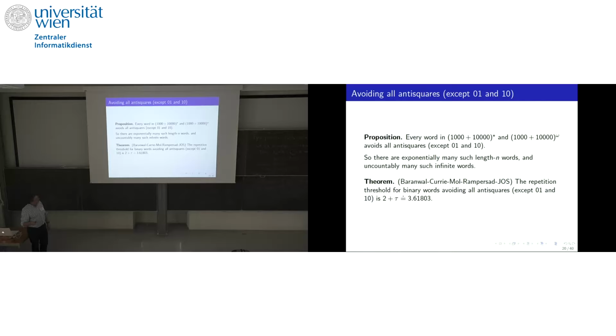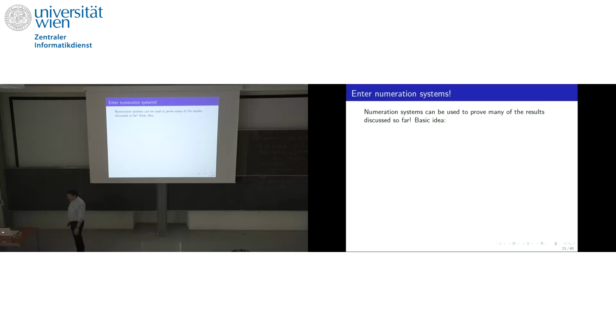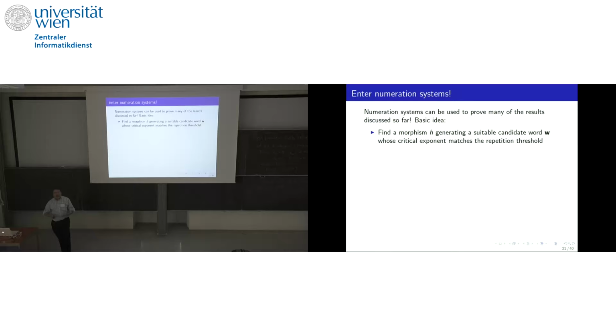Now I'm going to try to relate this to the theme of this workshop. So what I claim is that numeration systems can be used to prove all these results that I've just talked about, and probably many more. And the basic idea is the following. The first thing we do is we have some sort of candidate word that we're proposing, and I can talk a little bit about how that is found. We have a candidate word that achieves this critical exponent. And we hope that this word is generated by iterating a morphism, just like we did with the Thue-Morse word and the Fibonacci word.